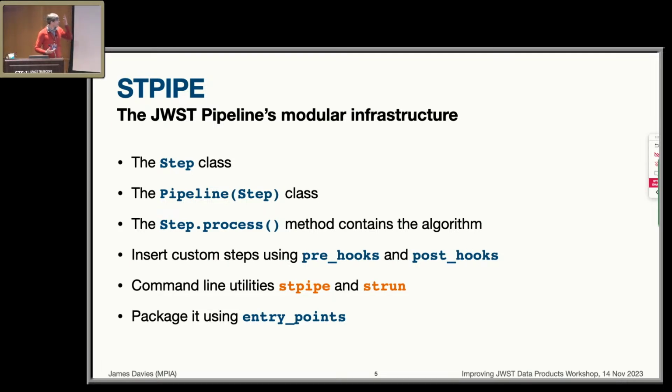Howard has already gone over details of the step class. The pipeline class is actually a subclass of step, so it does everything step does. It just keeps track of some extra things. The process method, Howard already pointed out. Pre-hooks and post-hooks are like the killer app. And this is what I want: if you walk away from this talk with anything today, I want you to remember that. I'll briefly talk about strun and ST-run. And then if you're really into distributing your code, I'll talk about entry points.